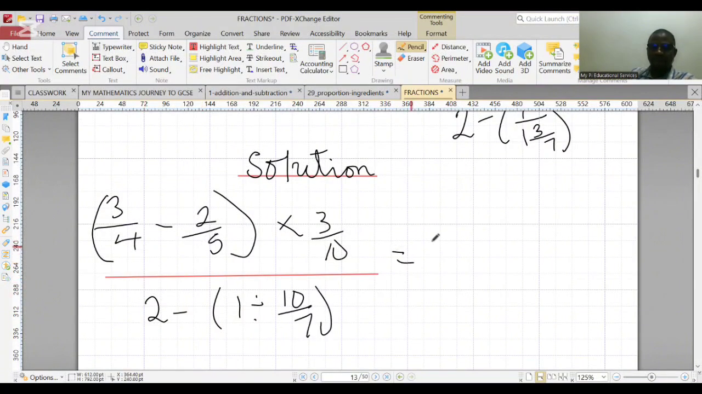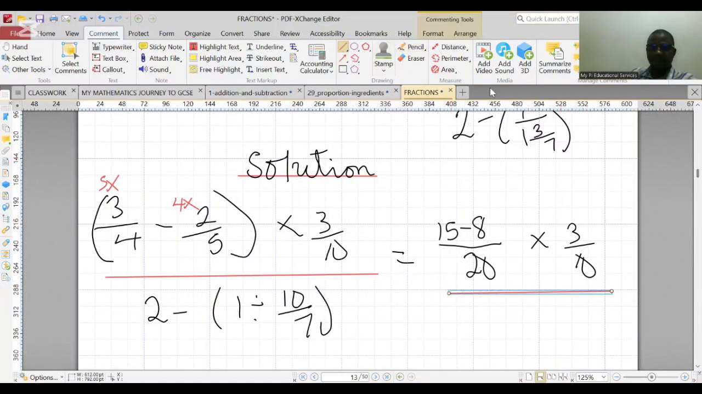So we find the LCM of 4 and 5, and the LCM is 20. So we have 20 divided by 4 will give us 5, then we'll have 5 times 3. 20 divided by 5 is 4, then we'll have 4 times 2. So here we have 5 times 3, that will be 15, minus 8, then multiplied by 3 out of 10.